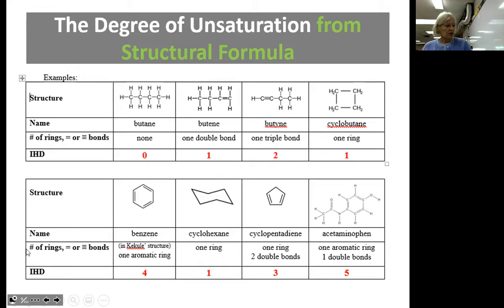Now, the other way you need to do this is sometimes I give you the structure this way. If you have a benzene ring, you know that you have both a ring to break and the equivalent of 3 double bonds. That gives you an IHD of 4. Cyclohexane is 1 ring to break. Cyclopentadiene is a ring to break and 2 double bonds. Acetaminophen, you would have to look closely at this molecule and add up both the breaking of an aromatic ring and any other double or triple bonds in the molecule.